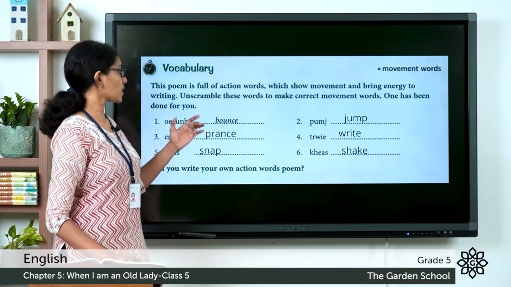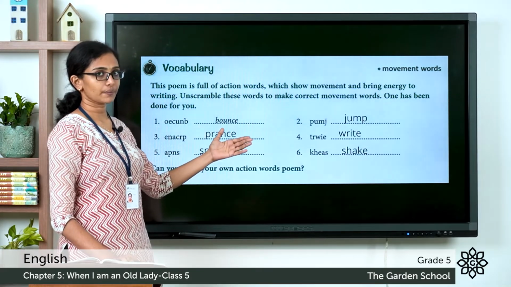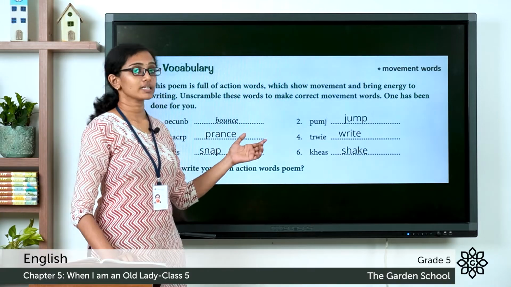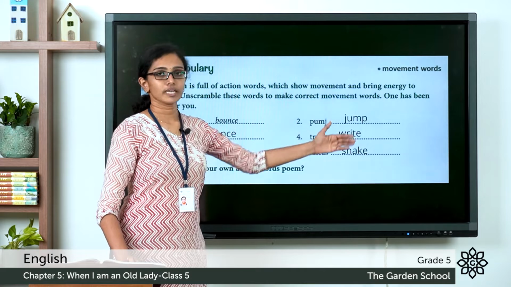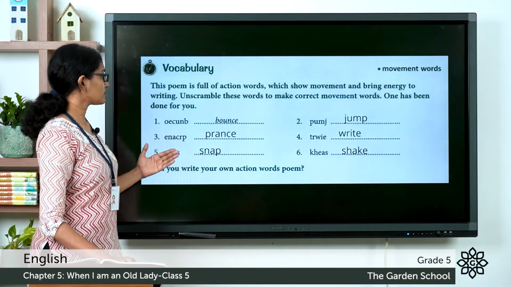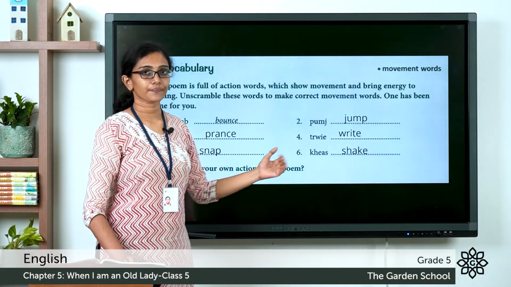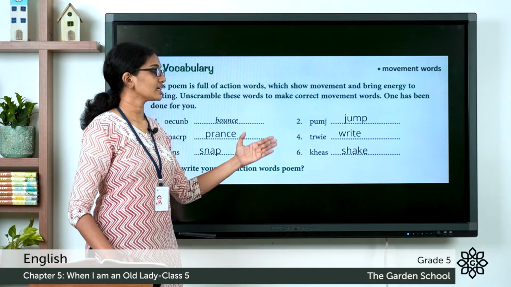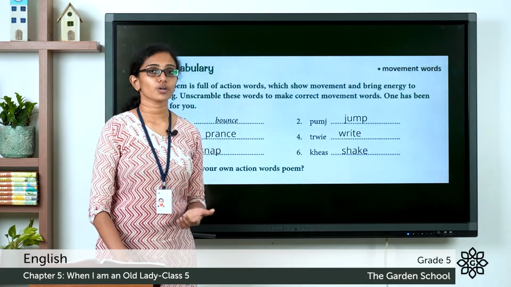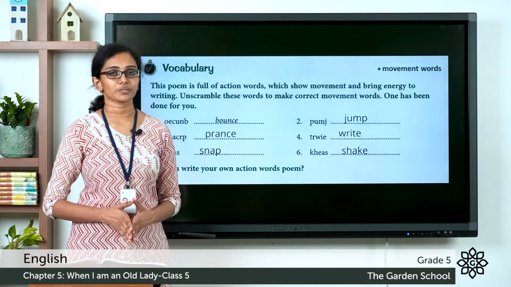So the first one is already given there. It is correctly spelled as bounce. The second one, when it's correctly spelled or when it is unscrambled, gives the word jump. The third one gives the word trance. Fourth one, write. Fifth one, snap. And sixth one, shake. You can also find out more movement words on your own and write in your notebook.